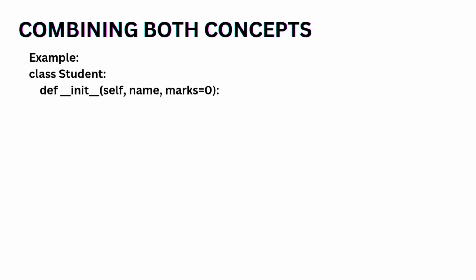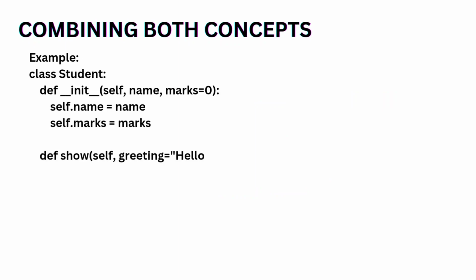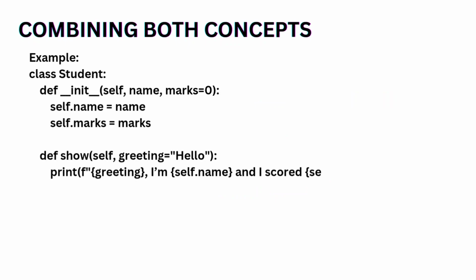Let's combine both concepts. Constructors and method overloading often work together in real projects. You might use a constructor to initialize data and overloaded methods to perform flexible operations. Here is an example. This shows how Python allows you to combine both ideas: initialization through constructors and flexibility through overloaded methods. So that's all about constructors and method overloading in Python.